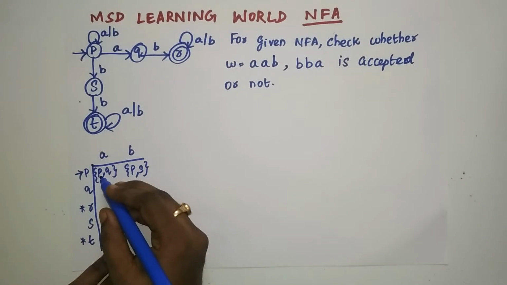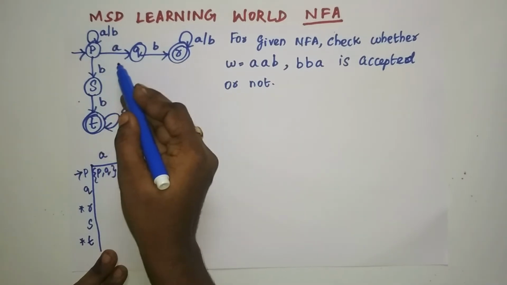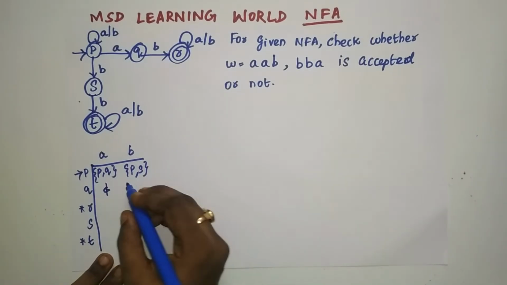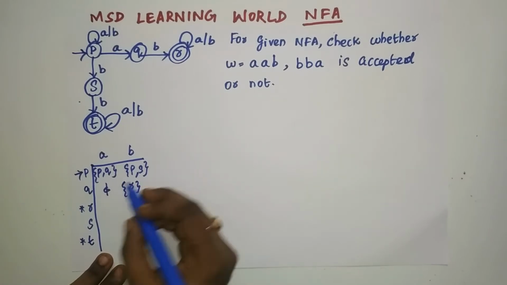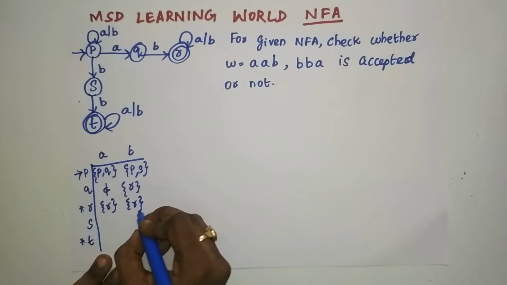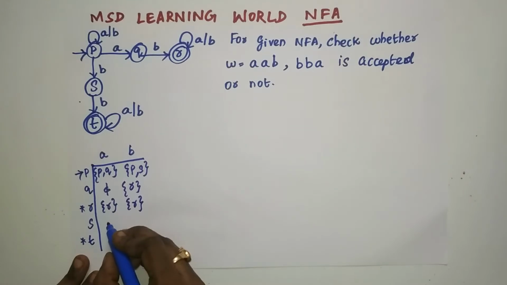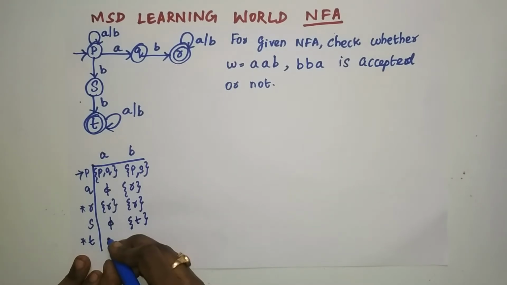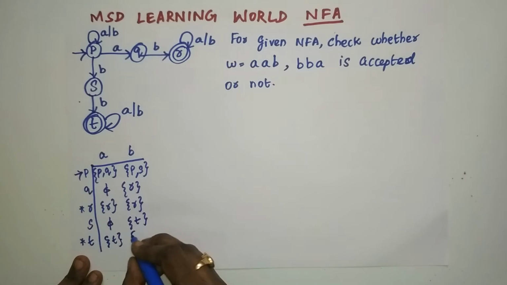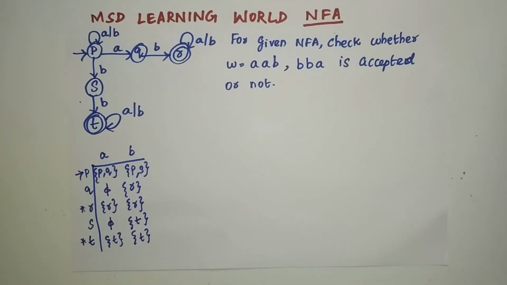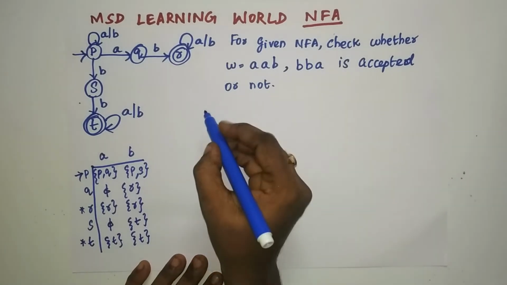Now Q on A is empty. Q on B is R. Now R on A goes to R, and R on B goes to R. Now S on A is empty, and S on B goes to T. T on A goes to T, and T on B also goes to the same state T. Now this is the transition table, so we can use it to process the transitions for checking whether the input is accepted or not.